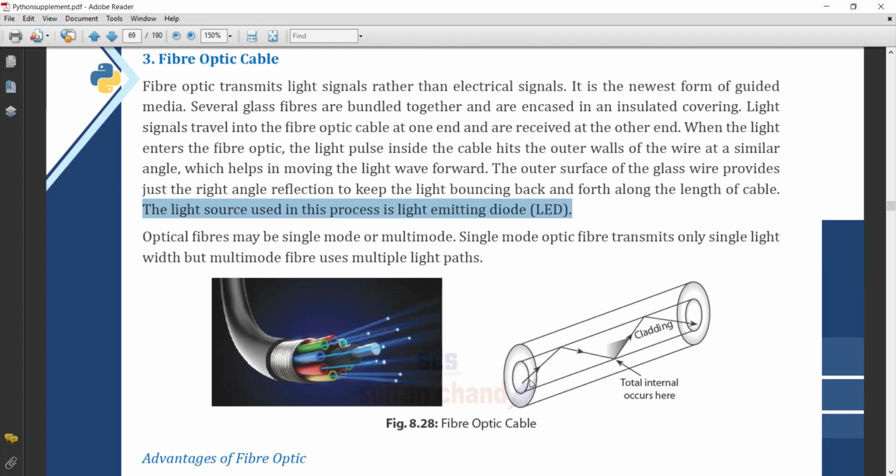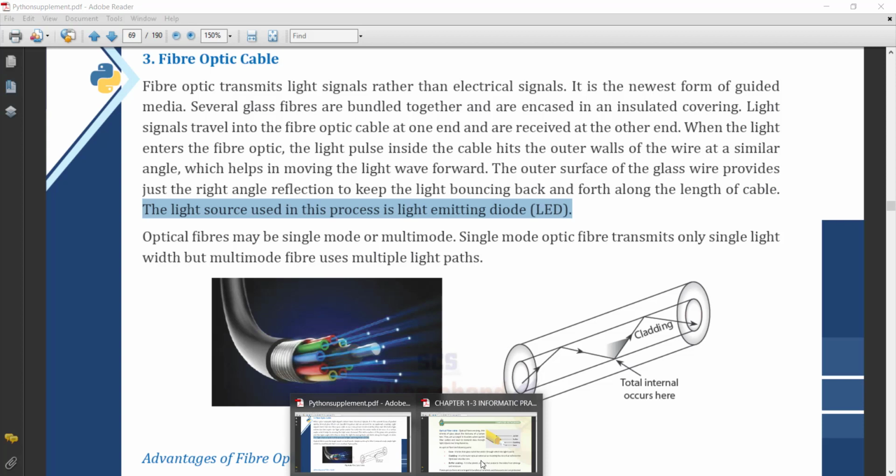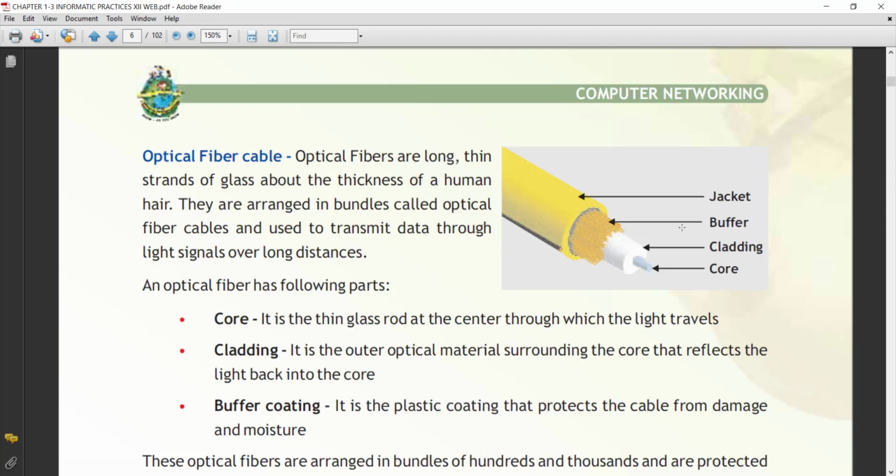this formation. I think you are able to see, this is the core. Actually from there the signals travel from one end to the other end. So in this formation signals travel. Clear? Now we understand its structure, its diagram. So this is the basic diagram of fiber optic cable.